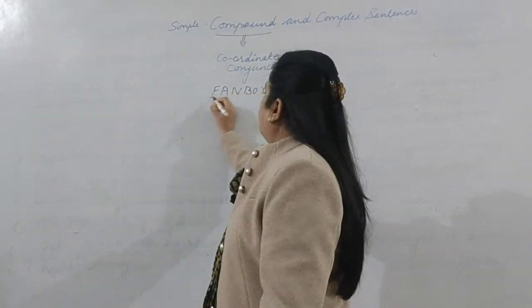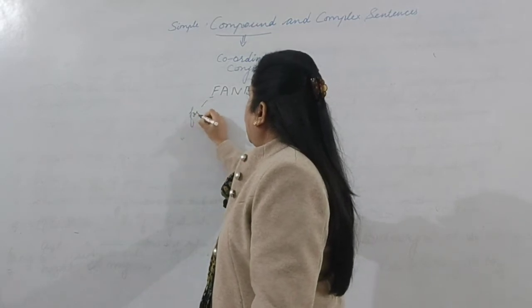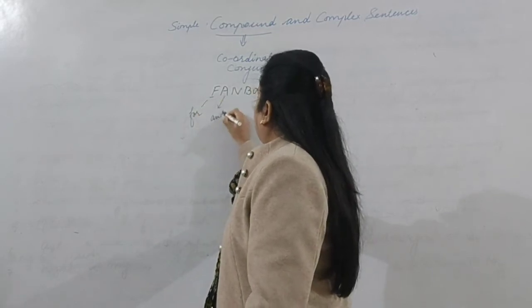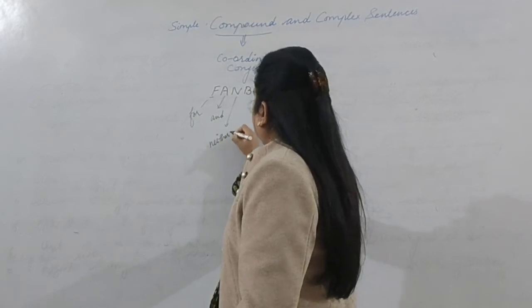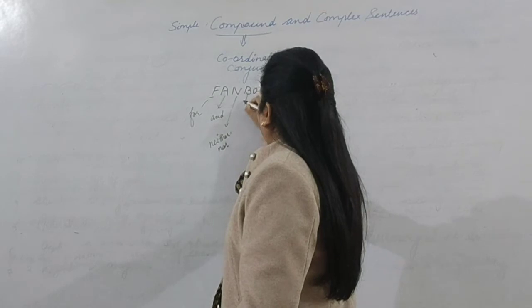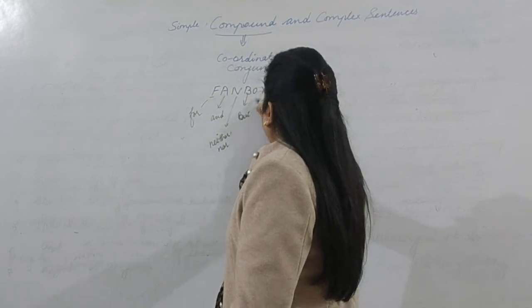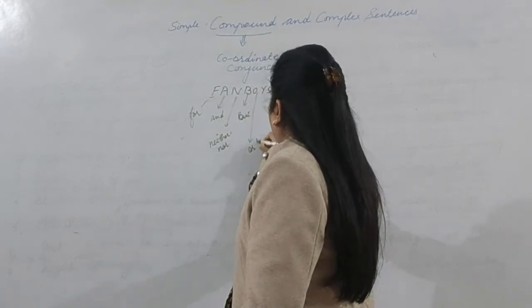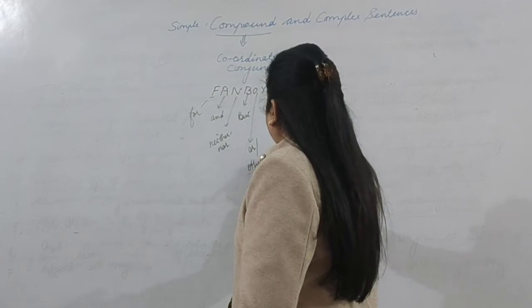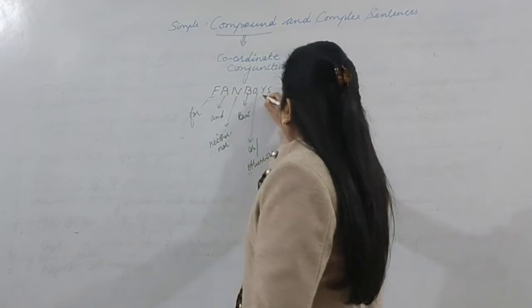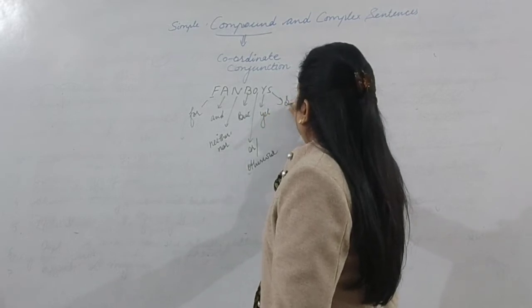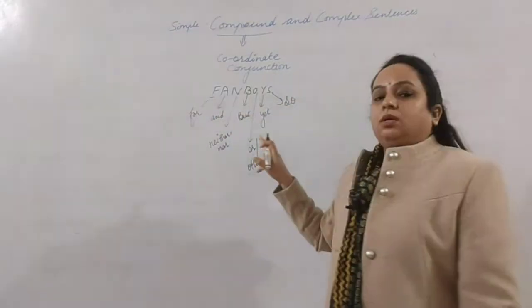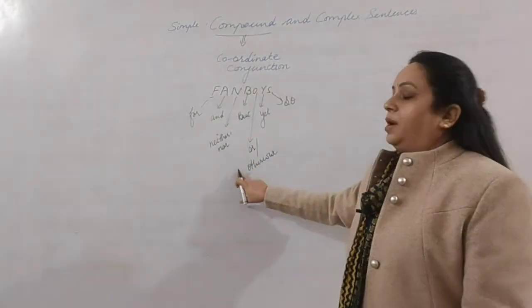So this is for: A for and, N for neither nor, B for but, O for or and otherwise, Y for yet, and S for so, right? So these are known as coordinate conjunctions.